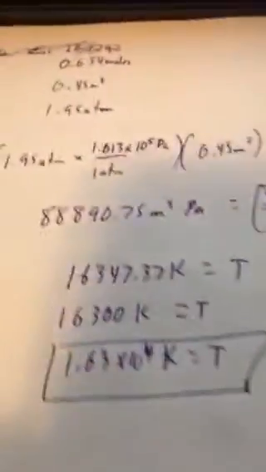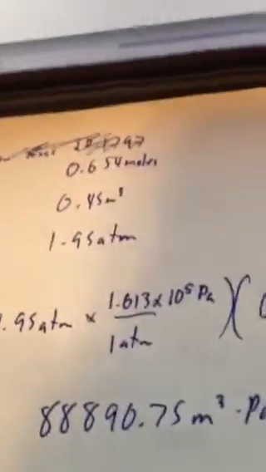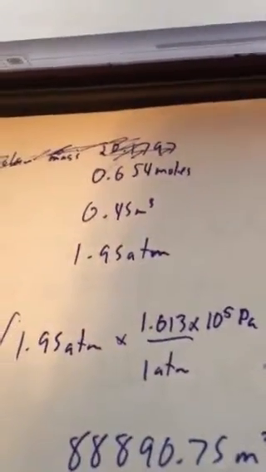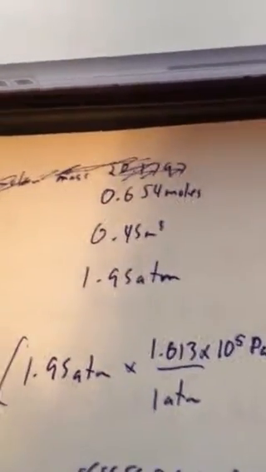Okay, so the next problem was, let me actually, there we go. Okay, so the next problem asked you to find the temperature of a gas that occupies 0.45 cubic meters and 1.95 atmospheres, and at 0.654 moles.